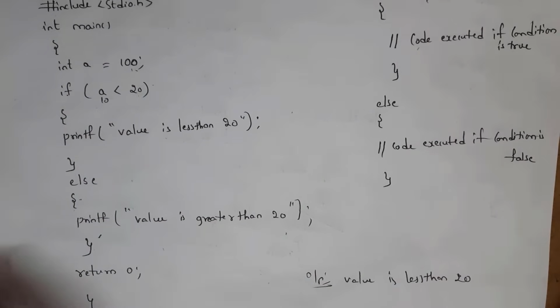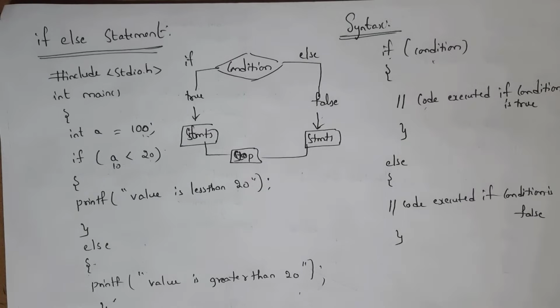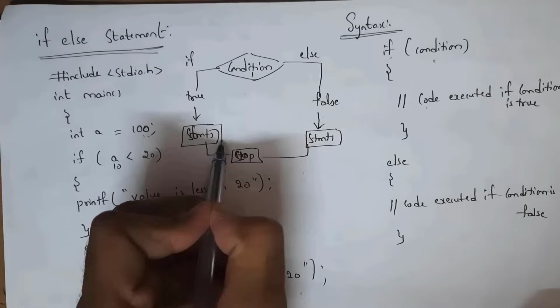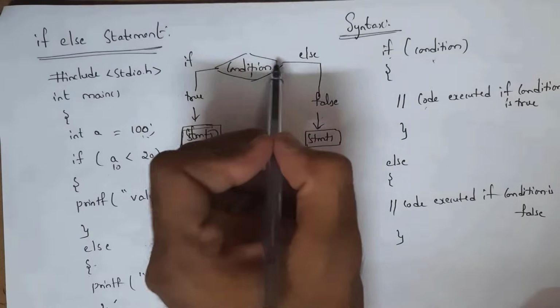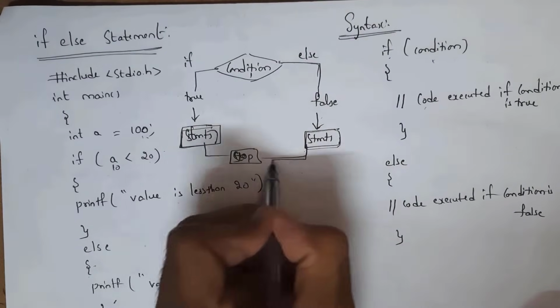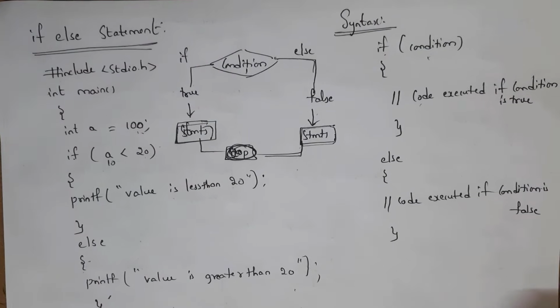I will explain the flowchart for the if else statement. Guys, this is the flowchart for the if else statement. Here you need to give the condition. If this condition is true, then the if statements will be executed. If the condition is false, then the else statements will be executed. And at last, you need to give stop. This is the flowchart for the if else statement.